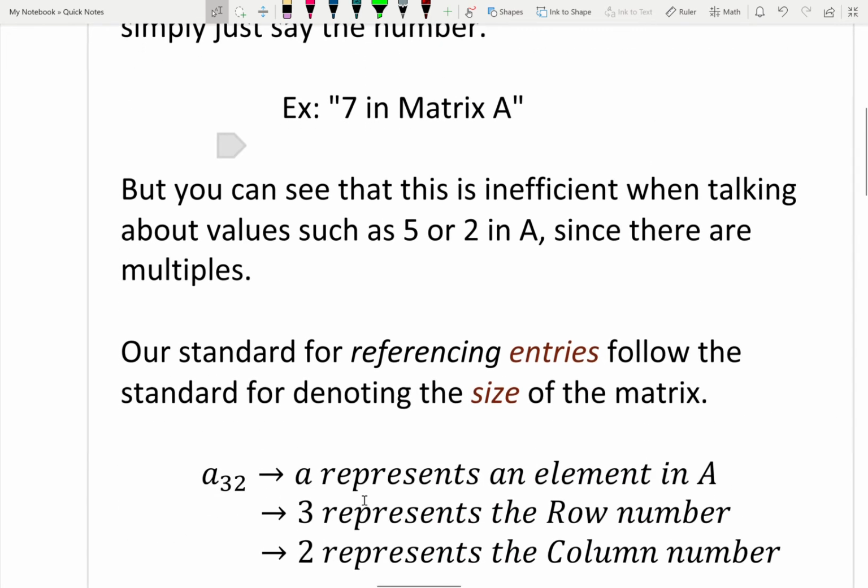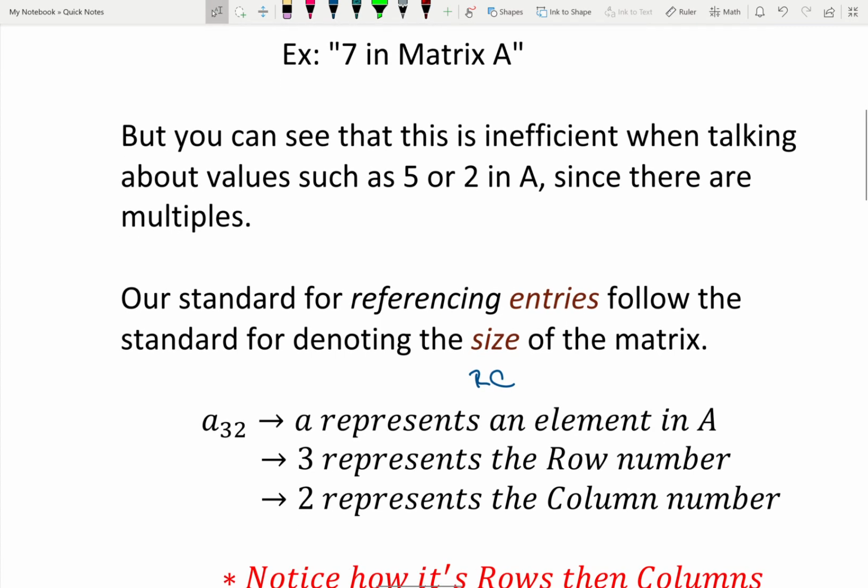And we kind of follow the same standard as when we were talking about the size, where we talk about the rows, then columns. But let me take you through this first. Each element or entry in our matrix looks something like this, where a is the lowercase of the name of the matrix. Our matrix's name was capital A, which means each element will be a lowercase a. And then it's always going to have these numbers attached to it. This first number represents which row this value is located in, and this second number tells us what column this number is in, right?